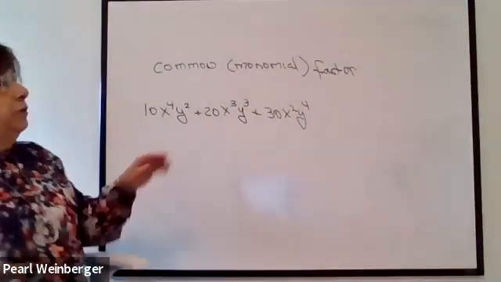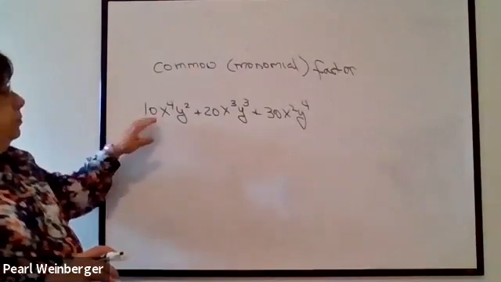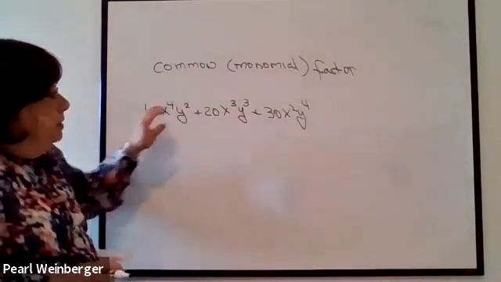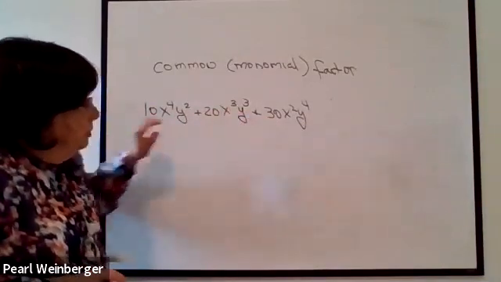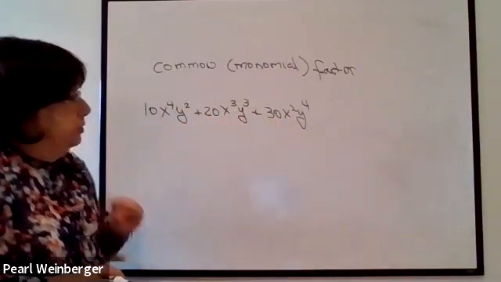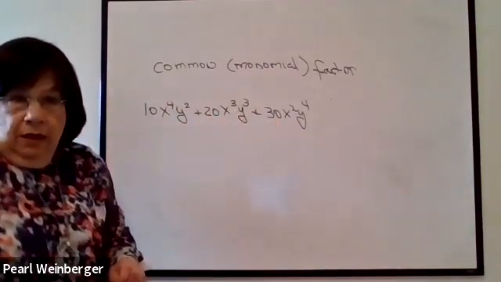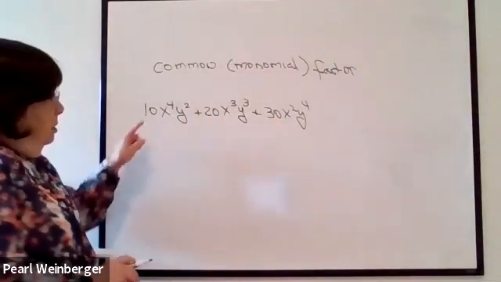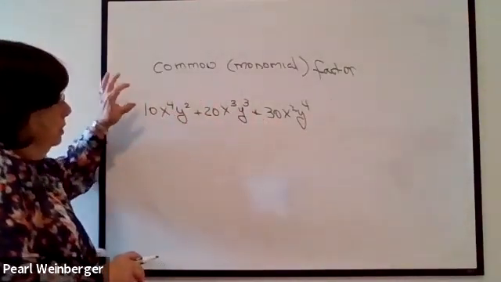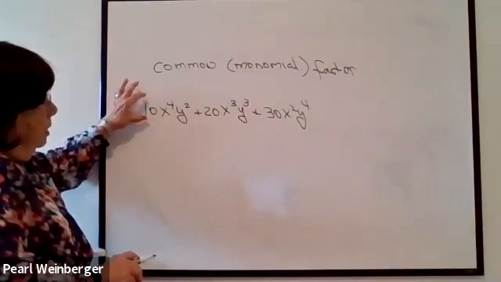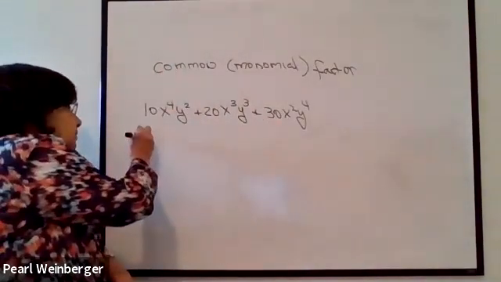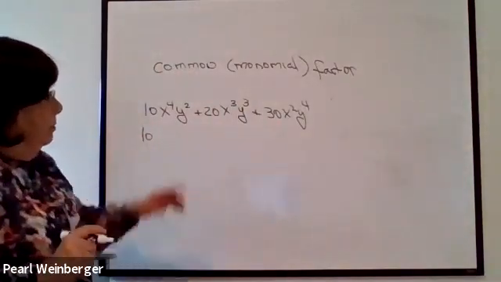Okay, so let's see if we can do this together. Again, I look first at the coefficients. This is a 10, this is a 20, this is a 30. The number that goes into each one of them, the largest common factor of the 10, the 20, and 30, is obviously 10. So I put that down.